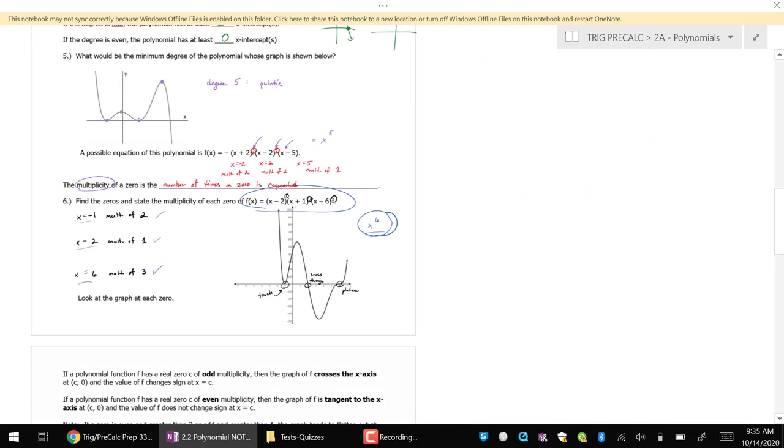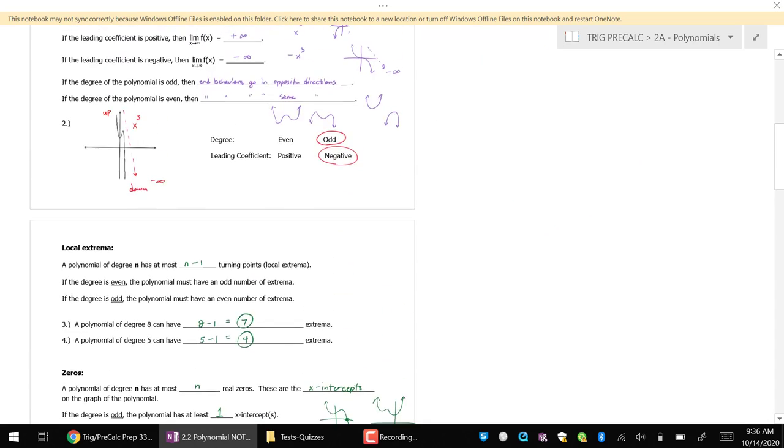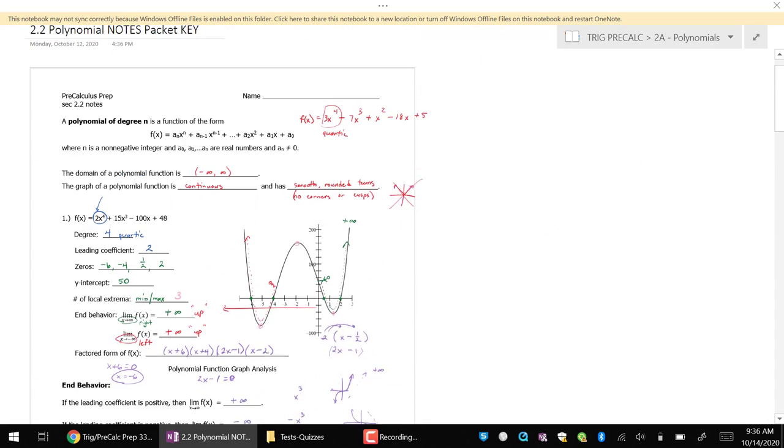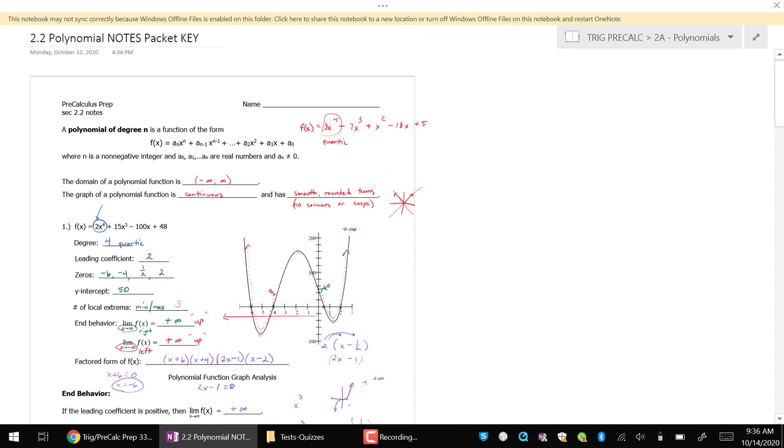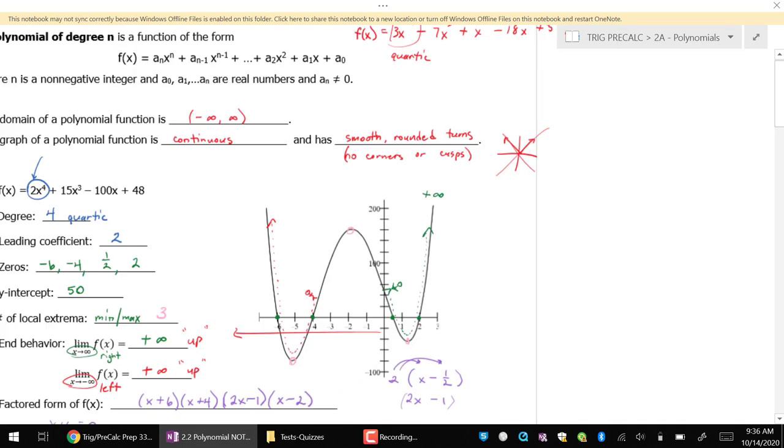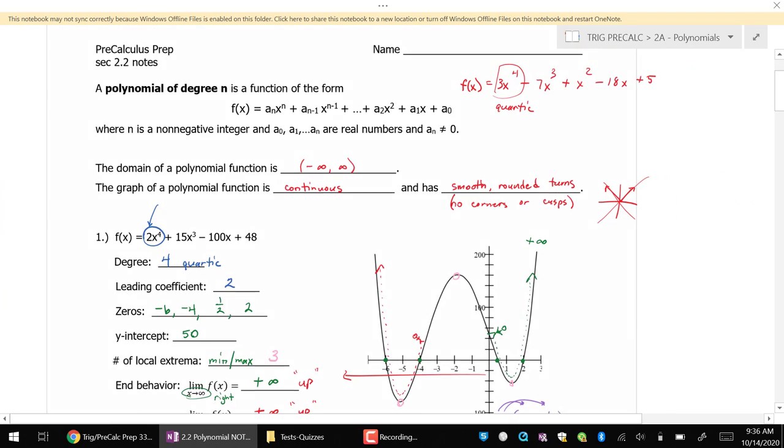So that's an introduction to finding key features and key characteristics of polynomial graphs and functions. That was a pretty broad overview. Feel free to pause and rewind or fast forward the video to help you in any way with taking notes on polynomial functions of any degree.